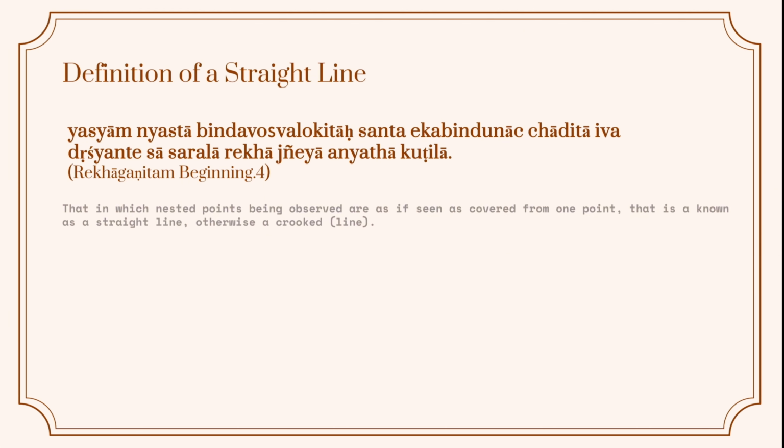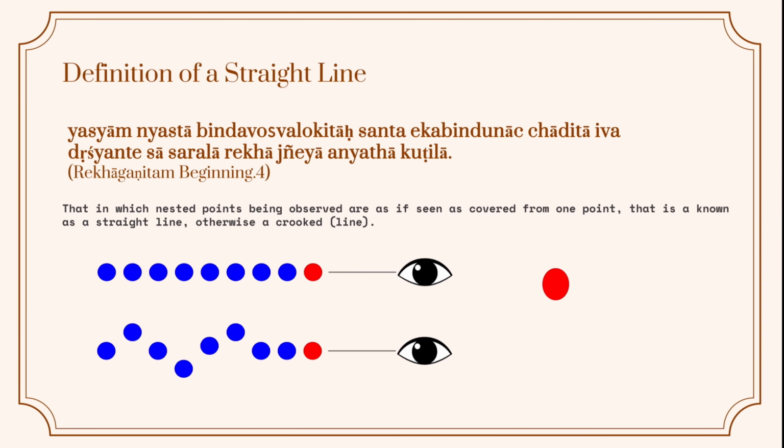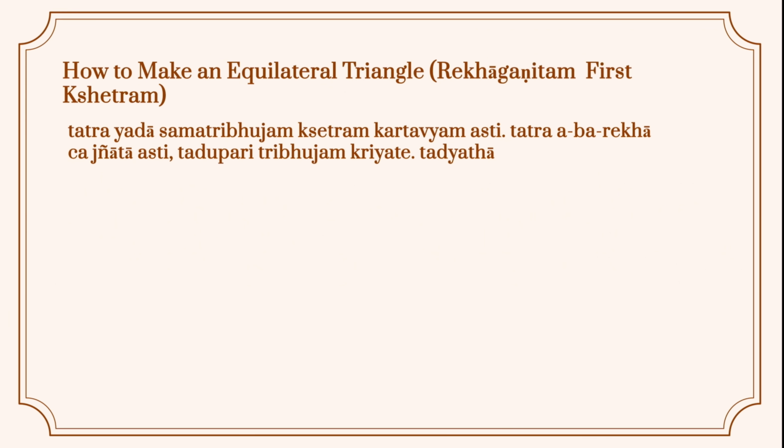What does that mean? Well, consider a straight line being a collection of consecutive points. When you view it at an eye level from the side, the line appears like a single point with the other points eclipsed. Now, consider a curved line. When you view that from the side, the first point fails to eclipse the other points and you see a line. Pretty neat. Now, let us get into a more elaborate theorem, how to construct an equilateral triangle.